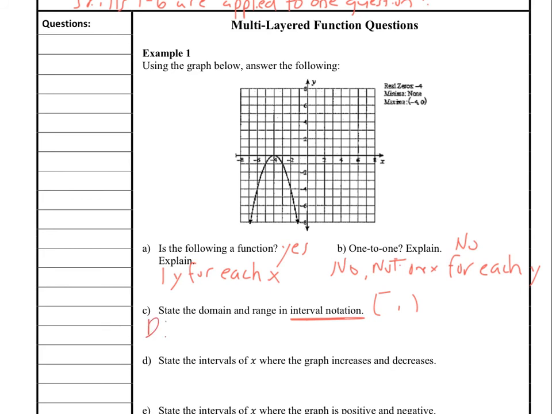So the domain is negative infinity. To the right, it goes right forever as well. It's going this way forever, so that is positive infinity. The range. Okay, the range does not go up and down forever, which would be nice. Okay, we can say negative to positive infinity. That's not happening. So the range, it goes down forever.